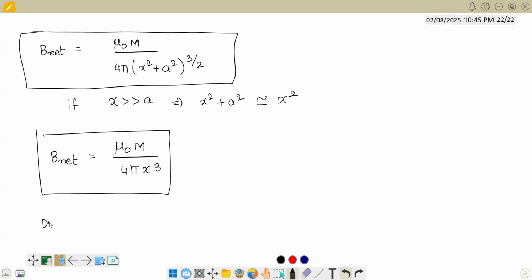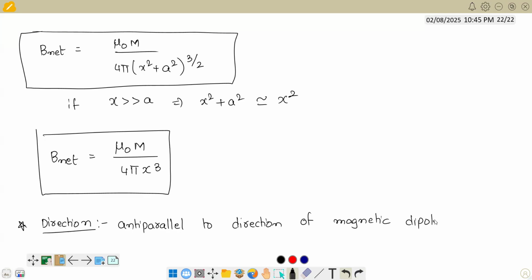And most important thing, direction. This is also important. So if we can't remember the entire derivations, directly remember the result of it. So direction would be anti-parallel to the direction of the magnetic dipole moment. Now let us look at the last case in this.